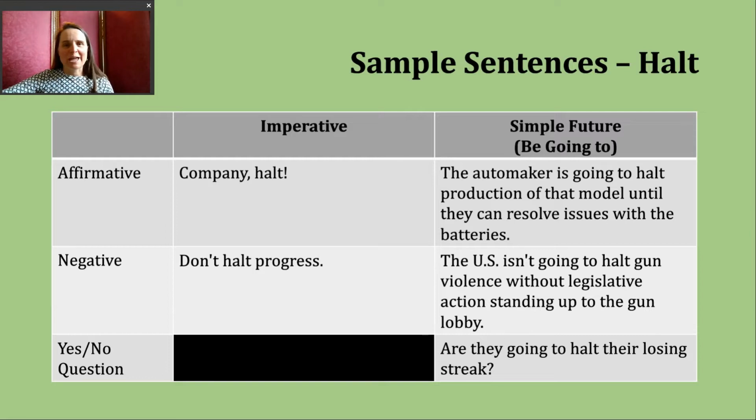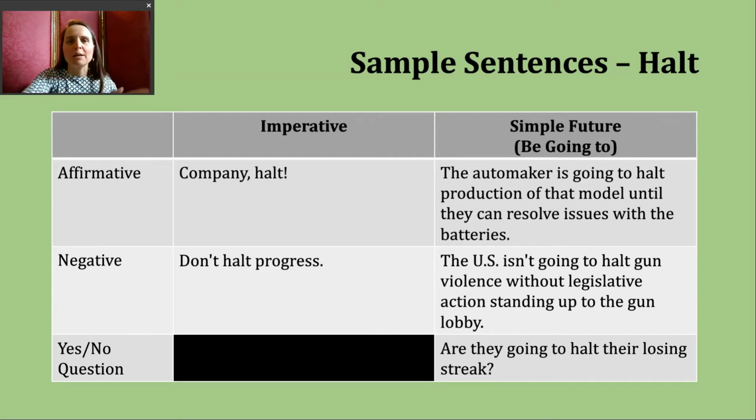Now, let's take a look at making a yes or no question in the simple future. To do this, we start with our form of be that matches the subject. The subject comes next. Then we have going, to, and our base verb. Here's another example. Are they going to halt their losing streak?